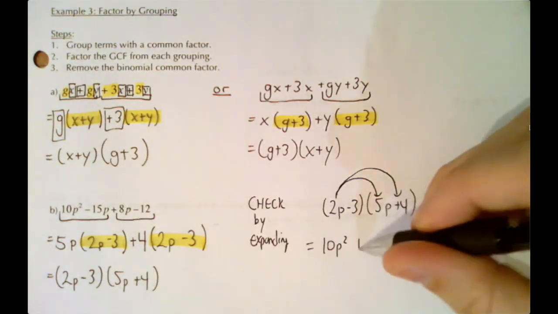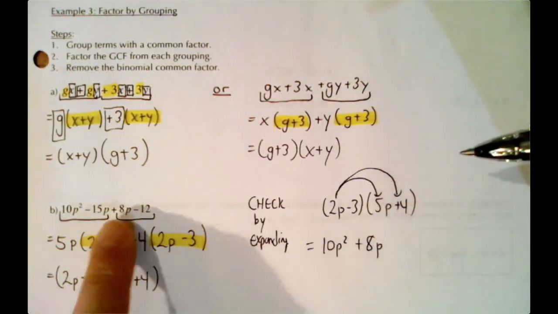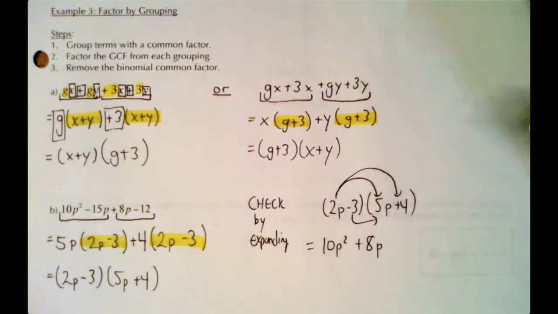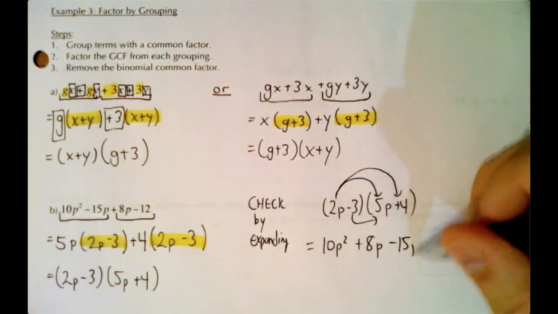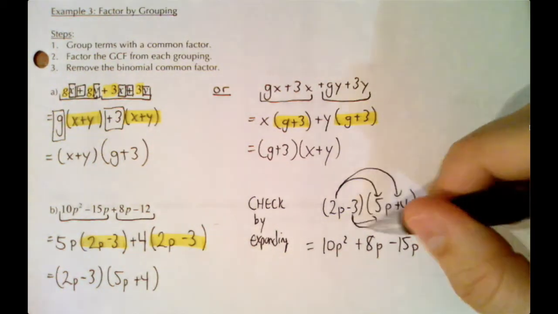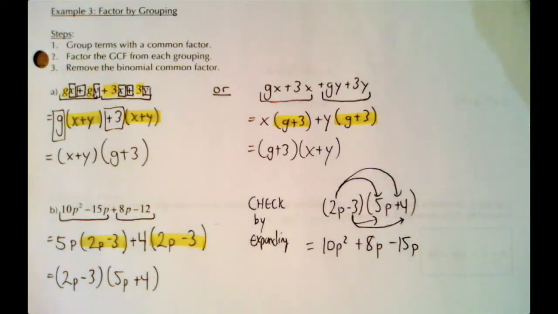2p times 4 gives us 8p. That's one of our terms as well. Still going good. Negative 3 times 5p gives us negative 15p. That's another one of our terms. Awesome. And our last pair of multiplication is negative 3 times 4 is negative 12. That's our number on the end. We got it right.